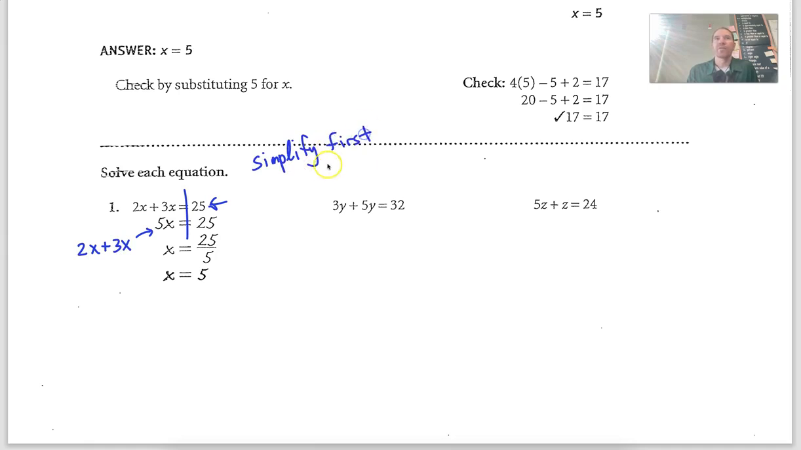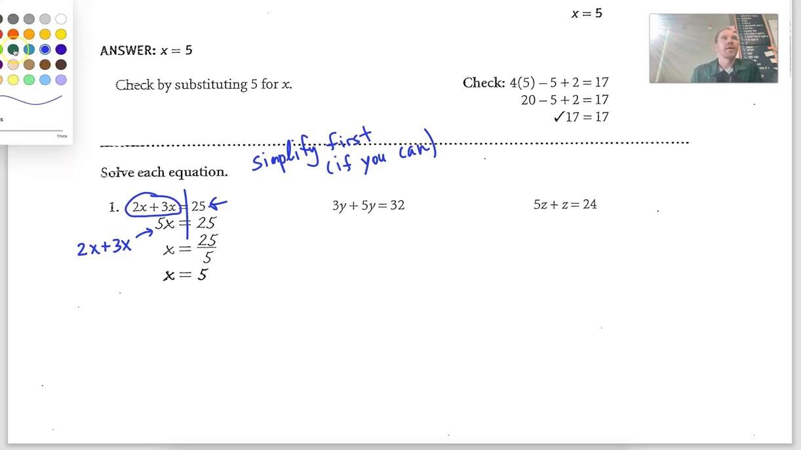Simplify first if you can. Up to this point, most of the equations you've probably seen, you can't do any simplifying. But here I go, 2x plus 3x. That's 5x. It's 2 xylophones and 3 xylophones. That's 5 xylophones. Why don't we just call it 5 xylophones? And then they continue solving it from there.